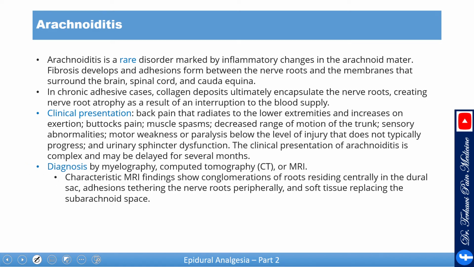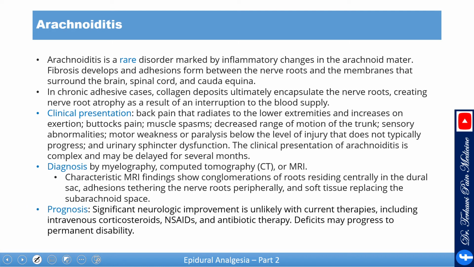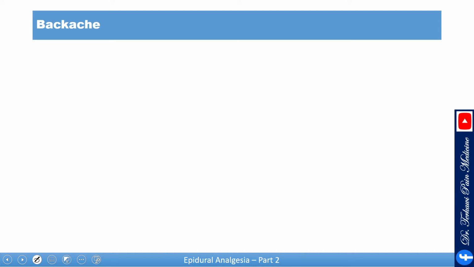Diagnosis is usually by myelography and CT scan or MRI. Prognosis: significant neurologic improvement is unlikely, unfortunately, with the current therapies, including steroids, NSAIDs, and antibiotics, and the defect may progress to permanent disability. Backache.